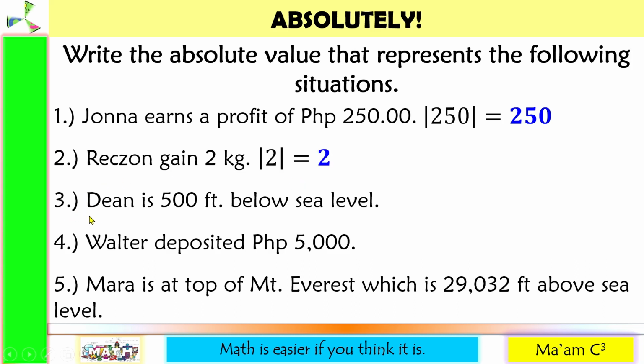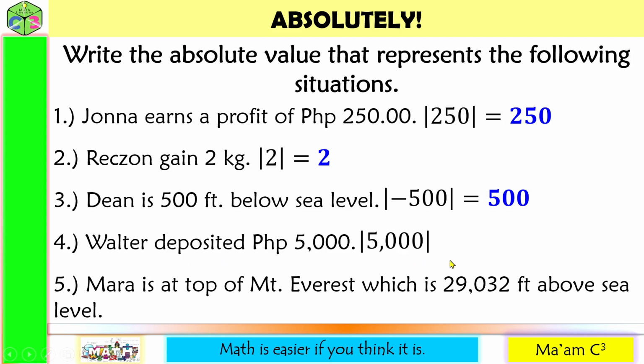Number 3, Din is 500 feet below sea level. Below, that would be negative. So this is the absolute value of negative 500. And the absolute value of this is positive 500. Number 4, Walter deposited 5,000 pesos. Deposited is positive, so this is the absolute value of 5,000 and it is equal to positive 5,000.